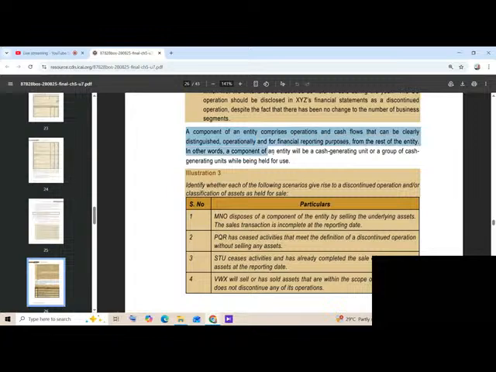A component of an entity comprises operations and cash flows that can be clearly distinguished, operationally and for financial reporting purposes, from the rest of the entity. In other words, a component of an entity will be a cash generating unit or a group of cash generating units while being held for use.